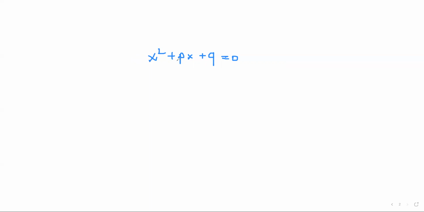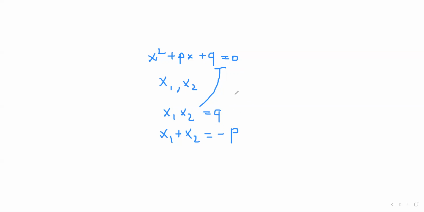In this case, the theorem states that if we have two roots, x1 and x2, then their product is going to give us q. And the sum of these two numbers we are going to get as minus p. So p with a negative sign.